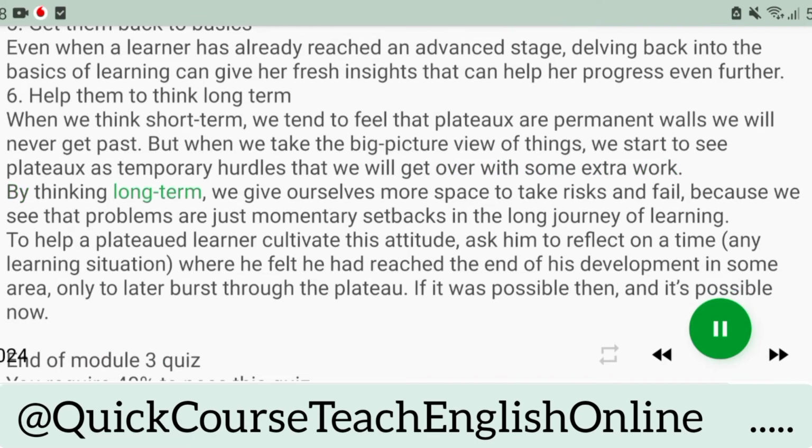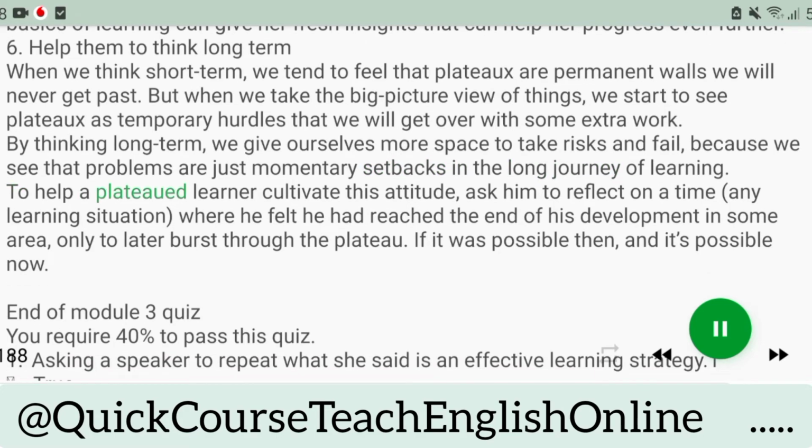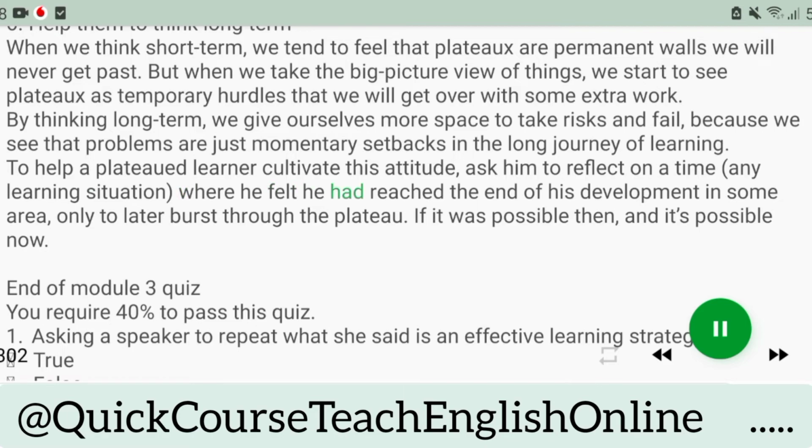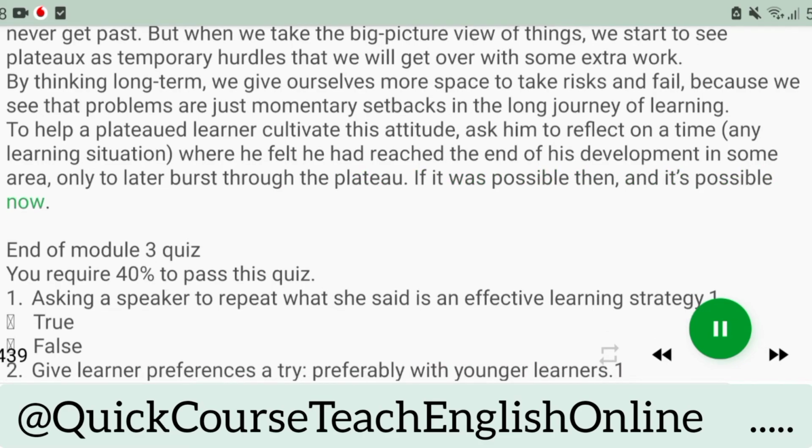By thinking long term, we give ourselves more space to take risks and fail, because we see that problems are just momentary setbacks in the long journey of learning. To help a plateaued learner cultivate this attitude, ask him to reflect on a time, in any learning situation, where he felt he had reached the end of his development in some area, only to later burst through the plateau. If it was possible then, it's possible now.